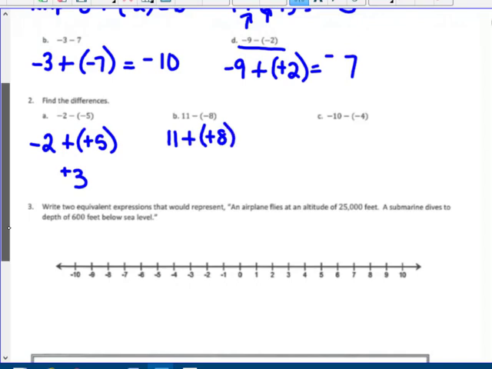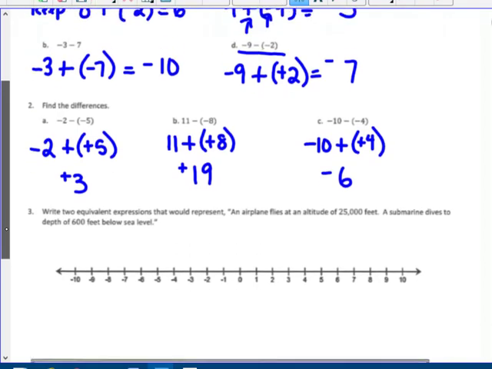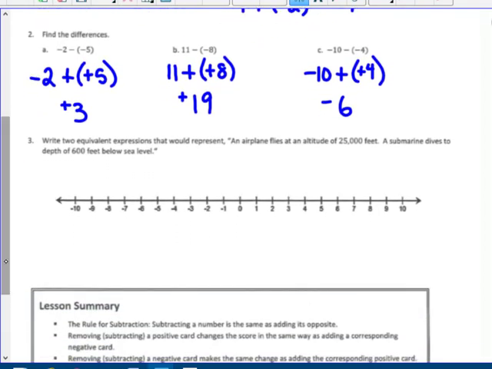11 take away a negative 8 becomes adding a positive 8. Same signs, add and keep. Yep, that's positive 19. Negative 10, keep, add, opposite. So that becomes negative 10 minus negative 4 becomes negative 10 plus a positive 4. Different signs, subtract. So 10 take away 4 is 6. Take the sign of the larger number, negative 6. So keep, add, up, sing. Same signs, add and keep. Different signs, subtract. Take the sign of the larger number, then you'll be exact.